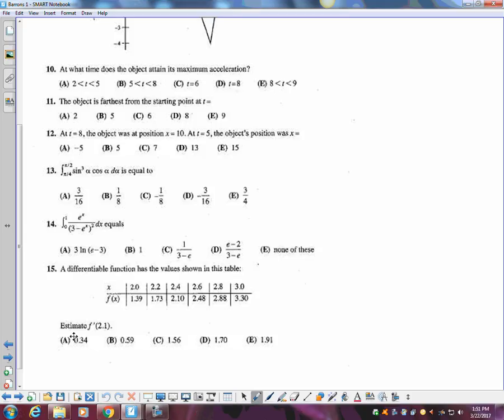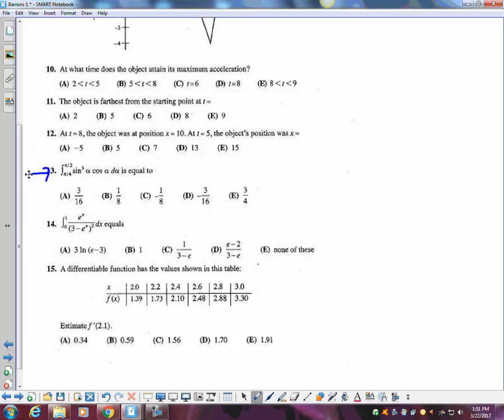Okay, so I have the integral from pi over 4 to pi over 2 of sine cubed alpha cosine of alpha d alpha. Okay, so this is the definite integral. We're going to integrate it, and then we're going to plug in our values and subtract and find what the actual value is.